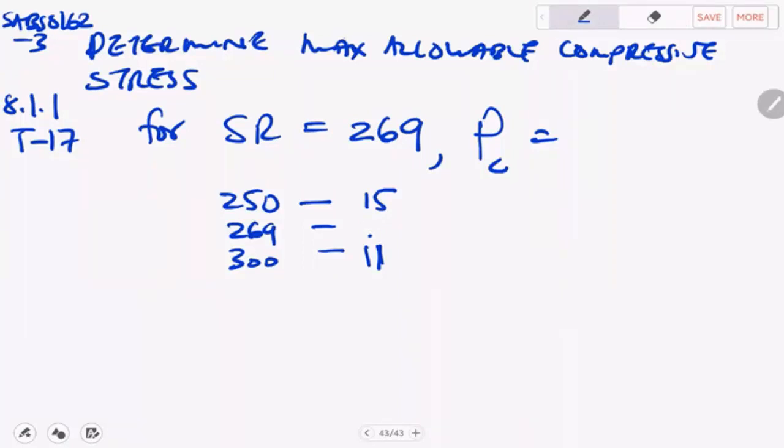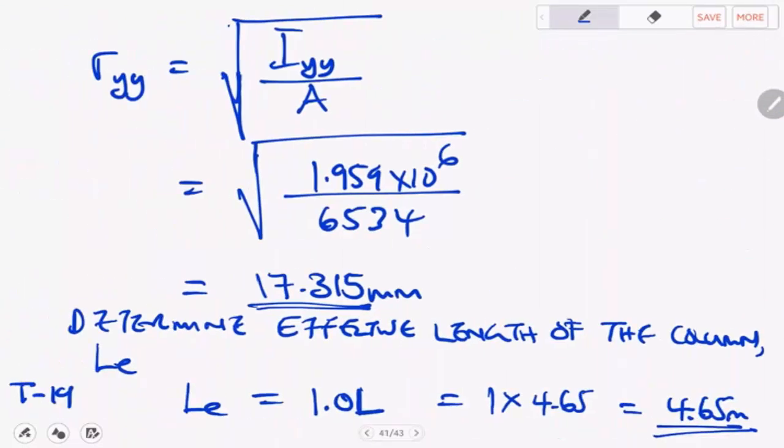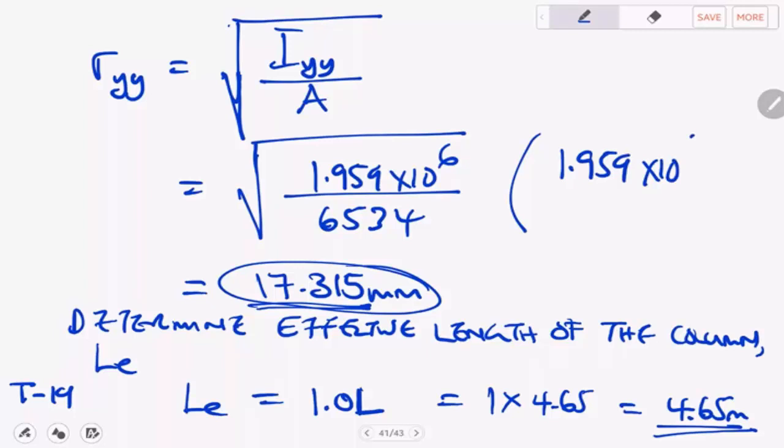Guys, are you sure that the slenderness ratio which you gave me is correct? Let's go back. Something is not making sense here. I'm doubting this value. Do it like this: 1.959 times 10 to the power 6 divided by 6,534, to the power 1 over 2. What do we get? Looks like that value is too small. That's why that slenderness ratio is just too large. Redo that calculation, please.